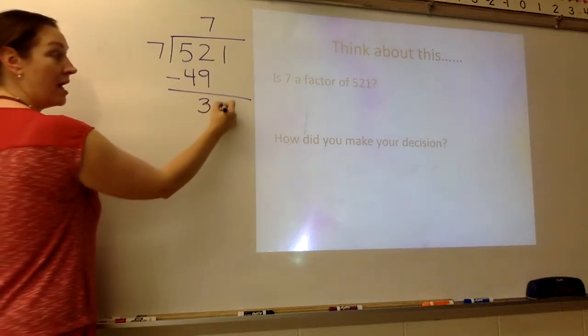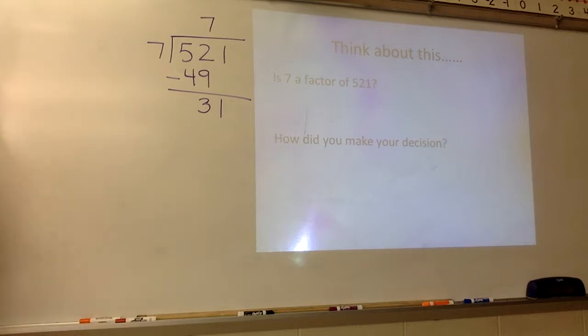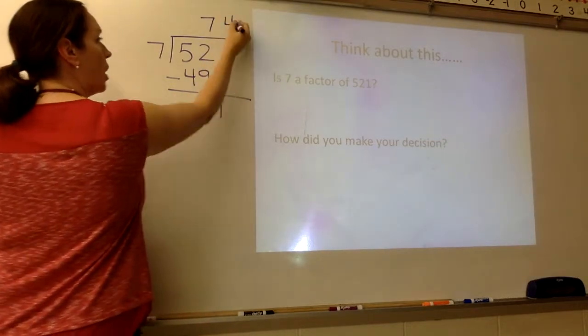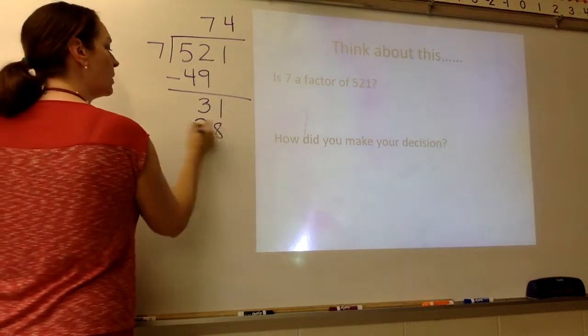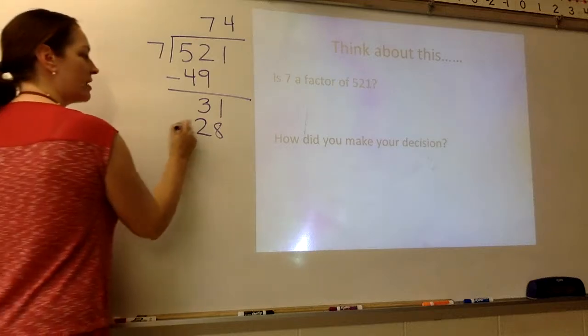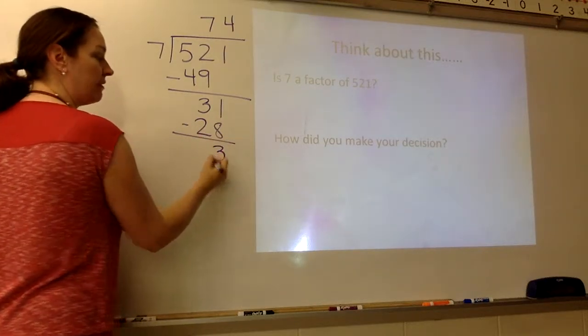Subtract. So what do I get? 3. Bring down the 1. Next question you ask yourself: how many times does 7 go into 31? 4 times, right? Multiply, that's positive 28. Do I add 28? What do I do? Subtract 28 gives me 3, right?